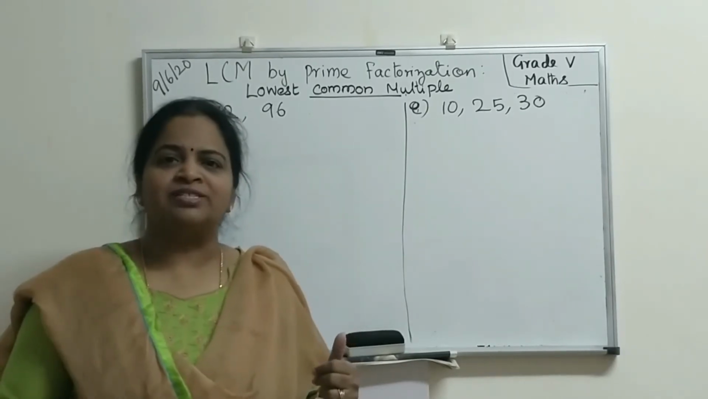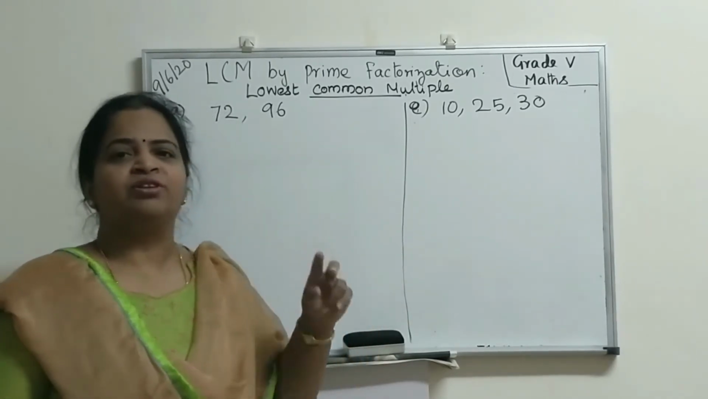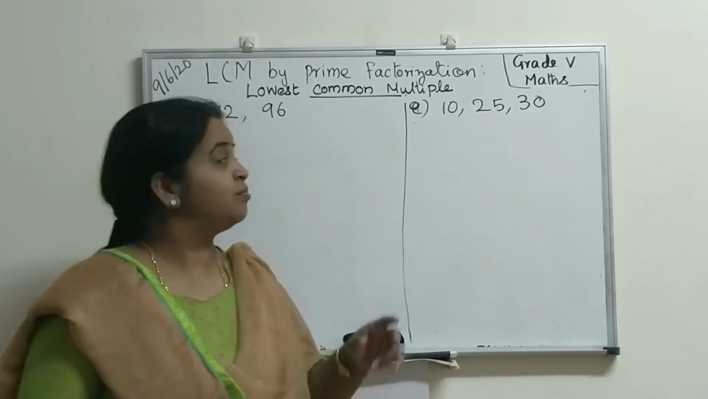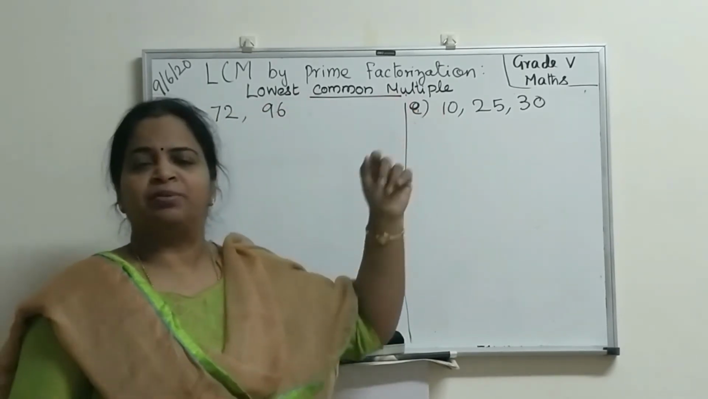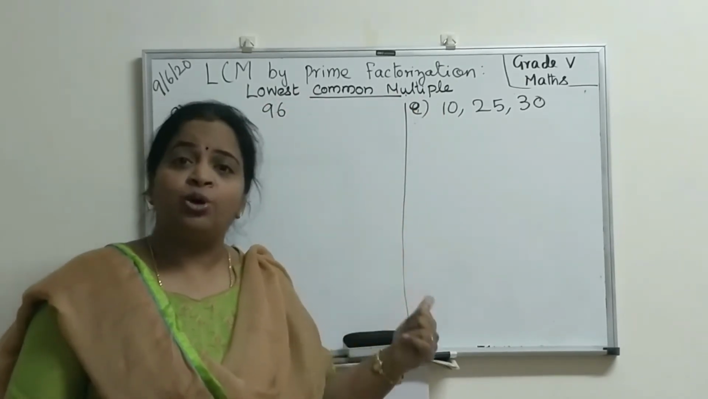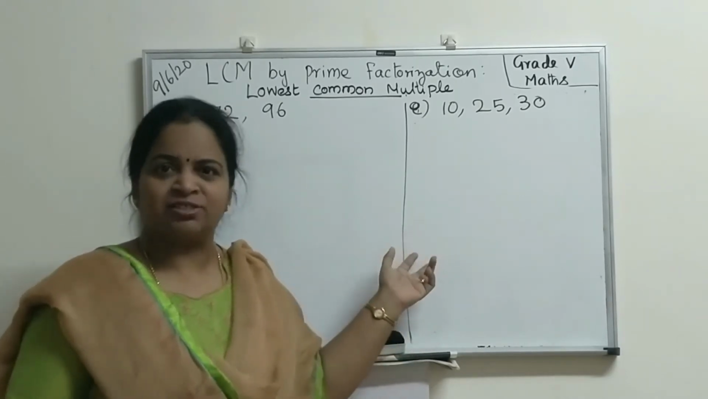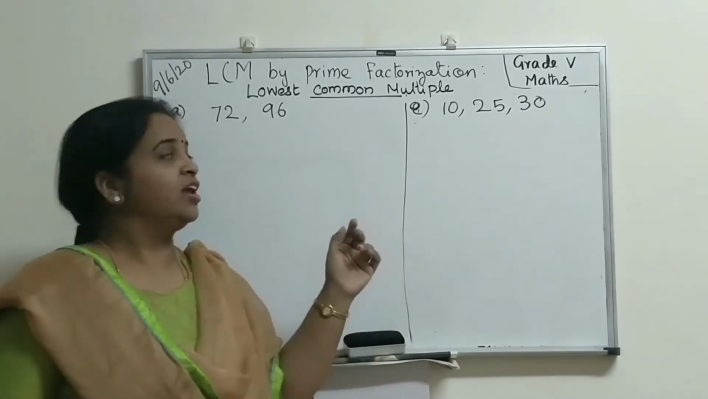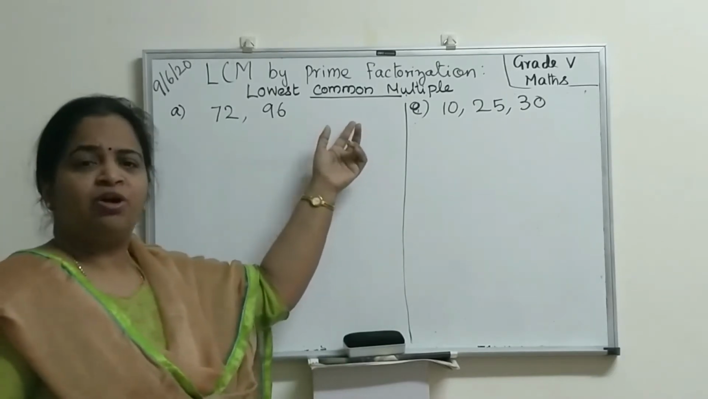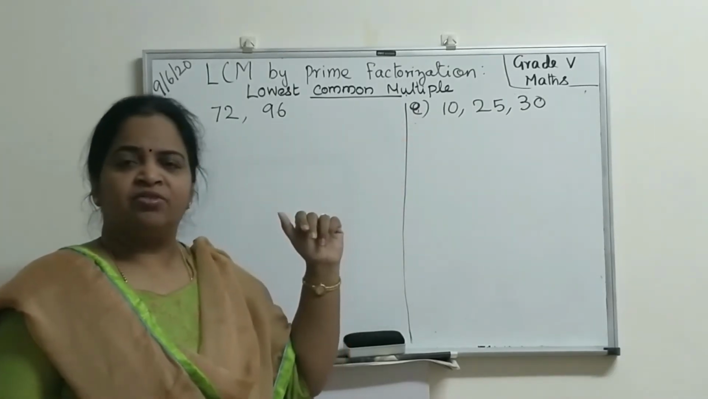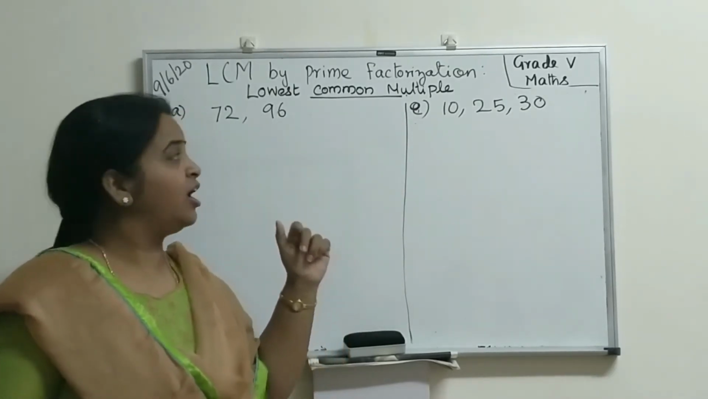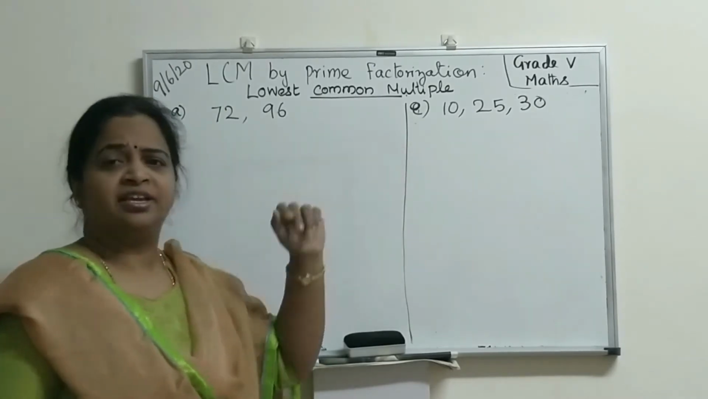Today we are going to see LCM of given numbers. What is LCM? Lowest common multiple. Last year also we studied this, right? Okay. We will find LCM of the given numbers. From the exercise 3.4, I took two sums A and E.